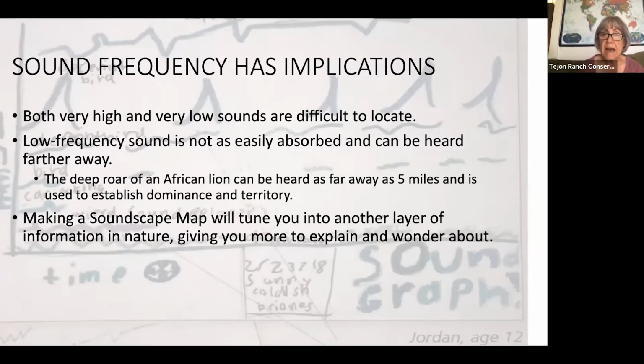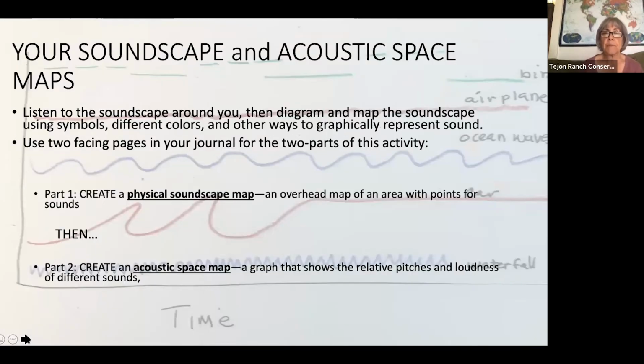Making a soundscape map tunes you into another layer of information when you go outside, and it gives you more to explain and to wonder about. So you're going to make a soundscape map and an acoustic space map. You're going to listen to the soundscape around you, and you're going to diagram and map that soundscape. You'll use symbols, colors, and other ways to represent that sound. This is an opportunity for you to be extremely creative and clever about the ways that you'll represent sound.